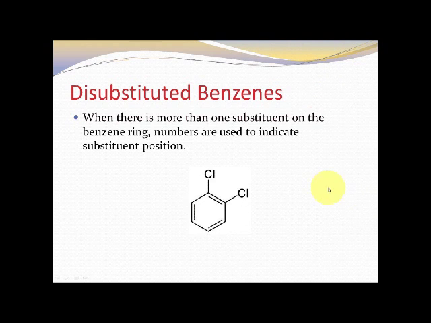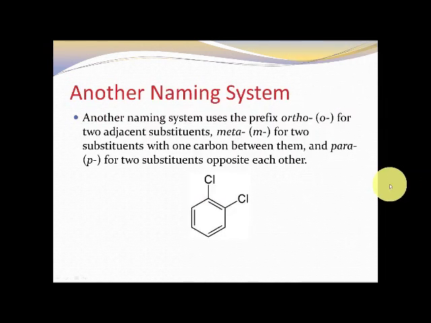When you have two things substituted, it becomes a little bit more difficult. Because they could be right next to each other, they could be across from each other, they could be one step away from each other. So, for example, this is 1,2-dichlorobenzene because we would just pick that one of them as 1 and the other one's 2. And so we can number it just like we've been doing.